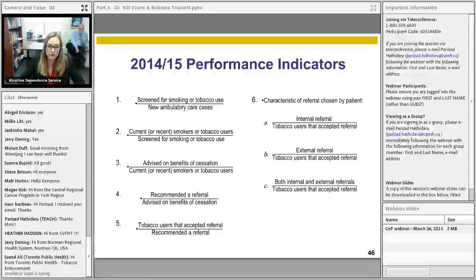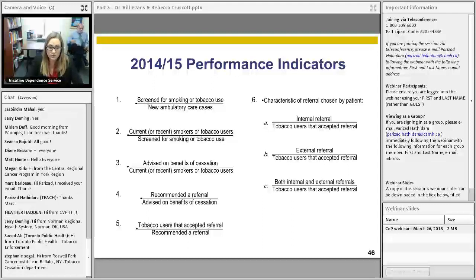We do have a minimum data set that we collect data on regularly. So on a monthly basis, we receive data to be able to calculate these performance indicators. So those that are screened for tobacco over the number of new ambulatory care cases that come into the cancer centers, the prevalence of smokers or tobacco users among those screened, those that are advised on the benefits of cessation over the current or recent tobacco users.